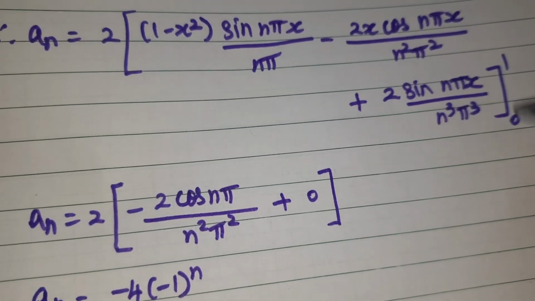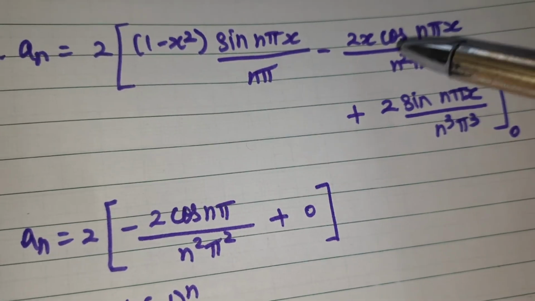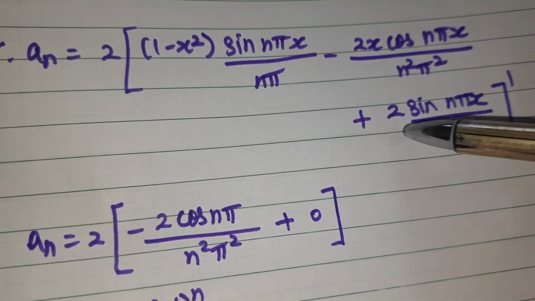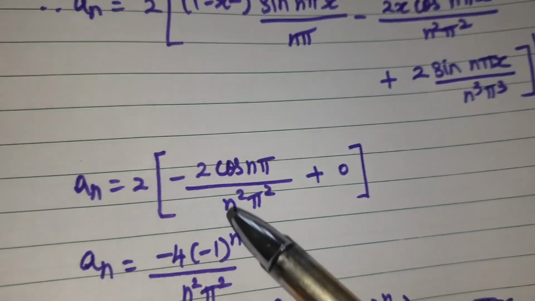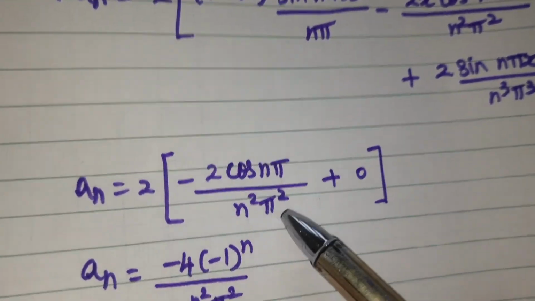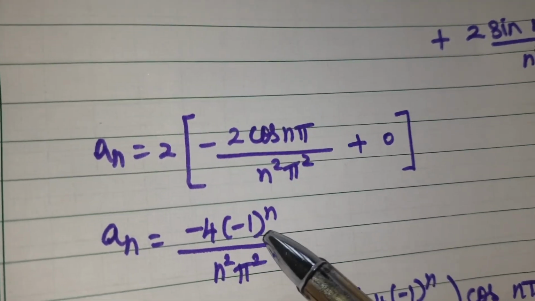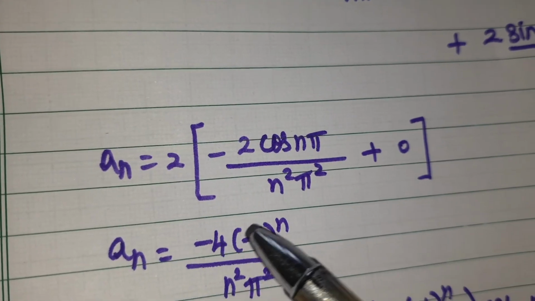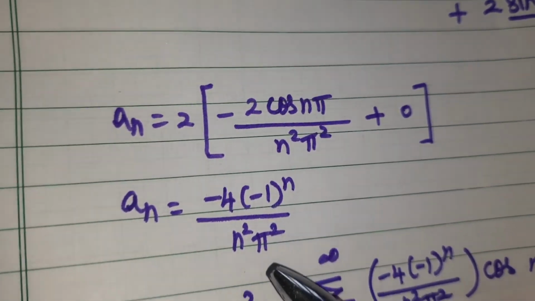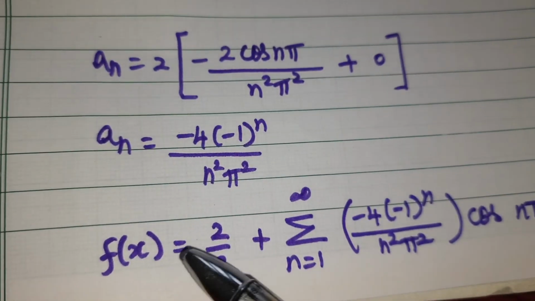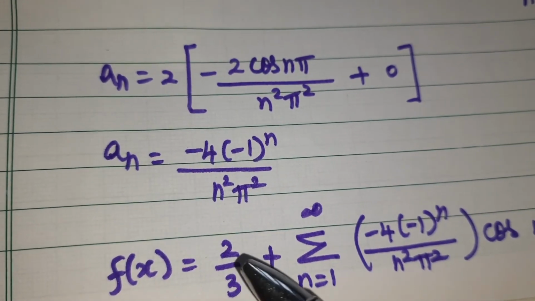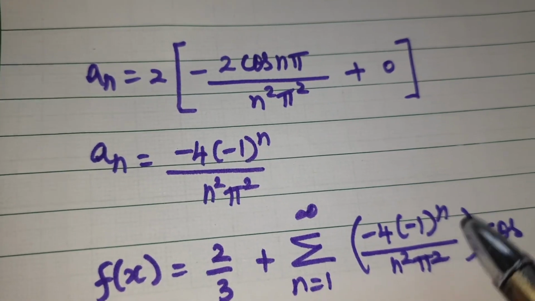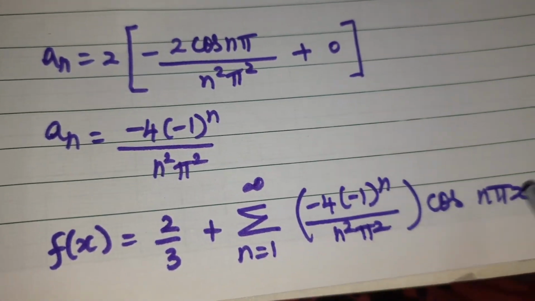Again if we substitute 0, it becomes 0. Sin 0 is 0 and 2 into 0 is 0, and here sin 0 is also 0. Therefore minus 2 into cos n pi divided by n square pi square. Here cos n pi is minus 1 the whole power n. Therefore minus 2 into 2 is minus 4, so minus 4 into (minus 1) the whole power n divided by n square pi square. Therefore f of x equal to 2 by 3 plus summation of n is equal to 1 to infinity of minus 4 into (minus 1) the whole power n divided by n square pi square into cos n pi x.